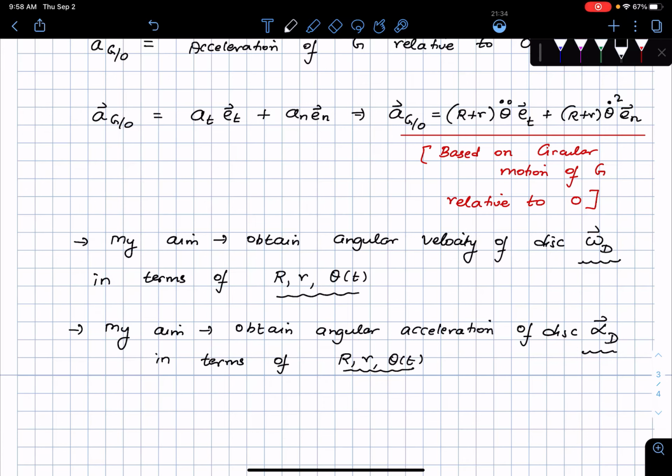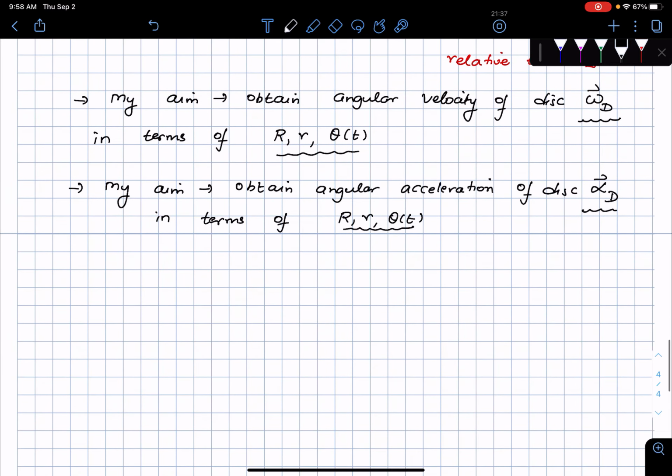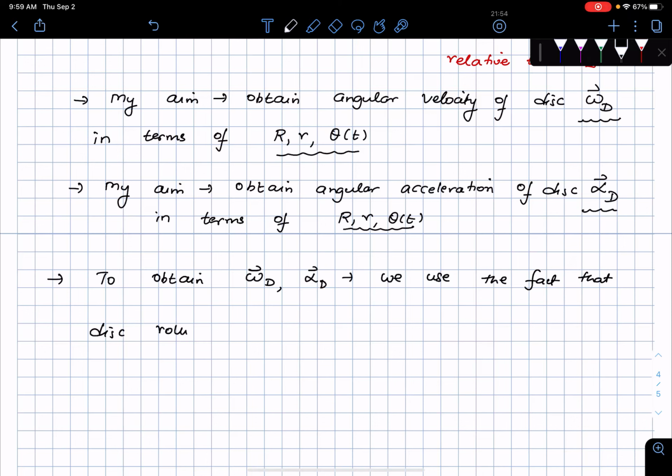How do I use this information? Okay, now we are told, so to obtain omega d and alpha d, we use the fact that the disk rolls without slip relative to the fixed track. Okay, so this is the information that we're going to be using, and how to do that, we're going to look at it the following way.